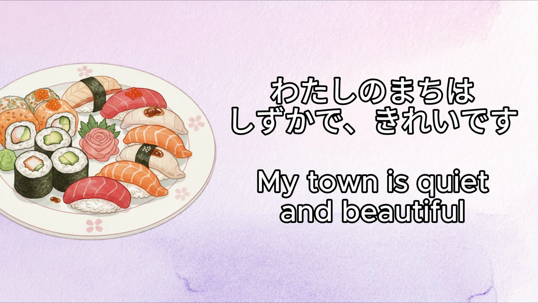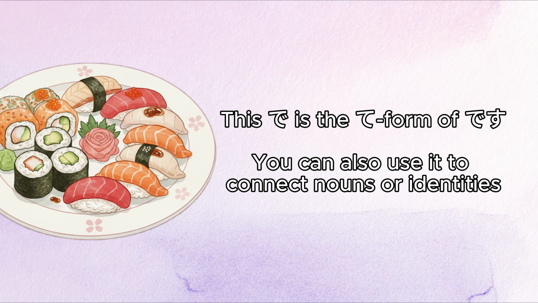Listen again to the sentence. 私の町は静かできれいです. Now you say the sentence. 私の町は静かできれいです. This de is the T form of desu. You can also use it to connect nouns or identities.